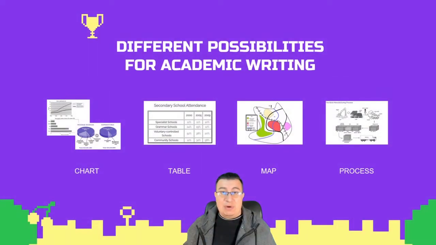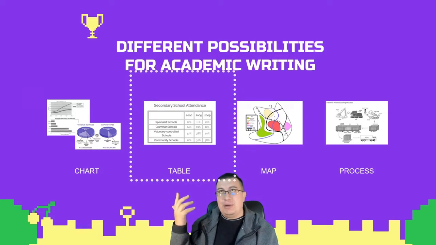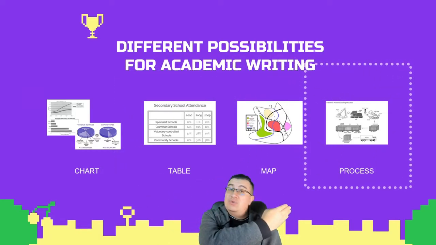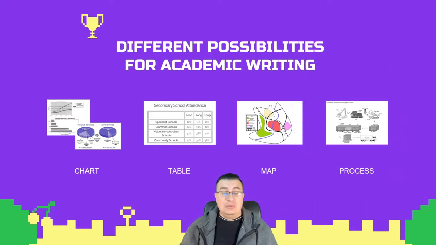Well, academic writing usually has the user describe a chart. Tables are also pretty common. In some cases, maps are possible too. Or describing a process, a production process generally. All these items aim to check the user's description skills at an academic level or context.